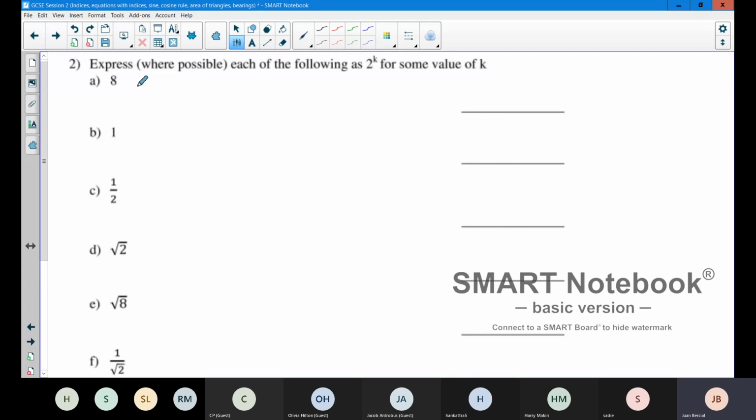So if we think of how we can write 8 as a power of a number, you probably know that 8 is 2 cubed, 2 times 2 times 2. A fact is that anything to the power of 0 is always 1. But in this case, because they're asking us for 2, we just write 2 to the power 0.